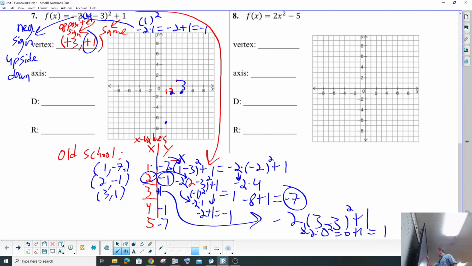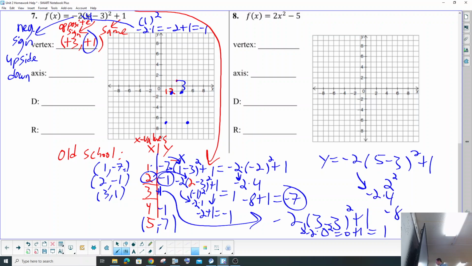It'd be nice if we just knew a transformation, wouldn't it? Well, we go 5 comma negative 7. You want me to show my work? Okay. Equation is y equals negative 2 times x minus 3 squared plus 1. We're going to plug in a 5 for the x value. 5 minus 3 is 2. 2 squared is 4. 4 times negative 2 is negative 8. Negative 8 plus 1 is negative 7. Yep, so we are down here.